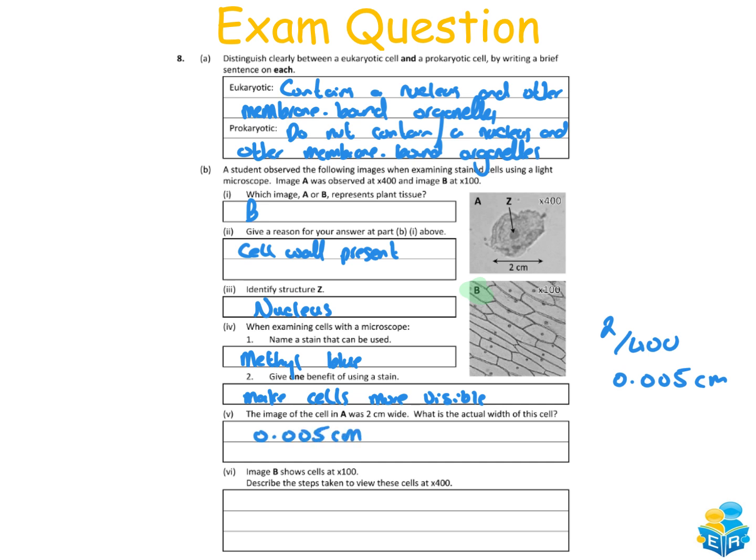Now you could actually have left your answer as 2 over 400 centimeters there as well, or you could have given your answer as 5 by 10 to the power minus 3 if you want to use scientific notation. Any of those answers would have been accepted.